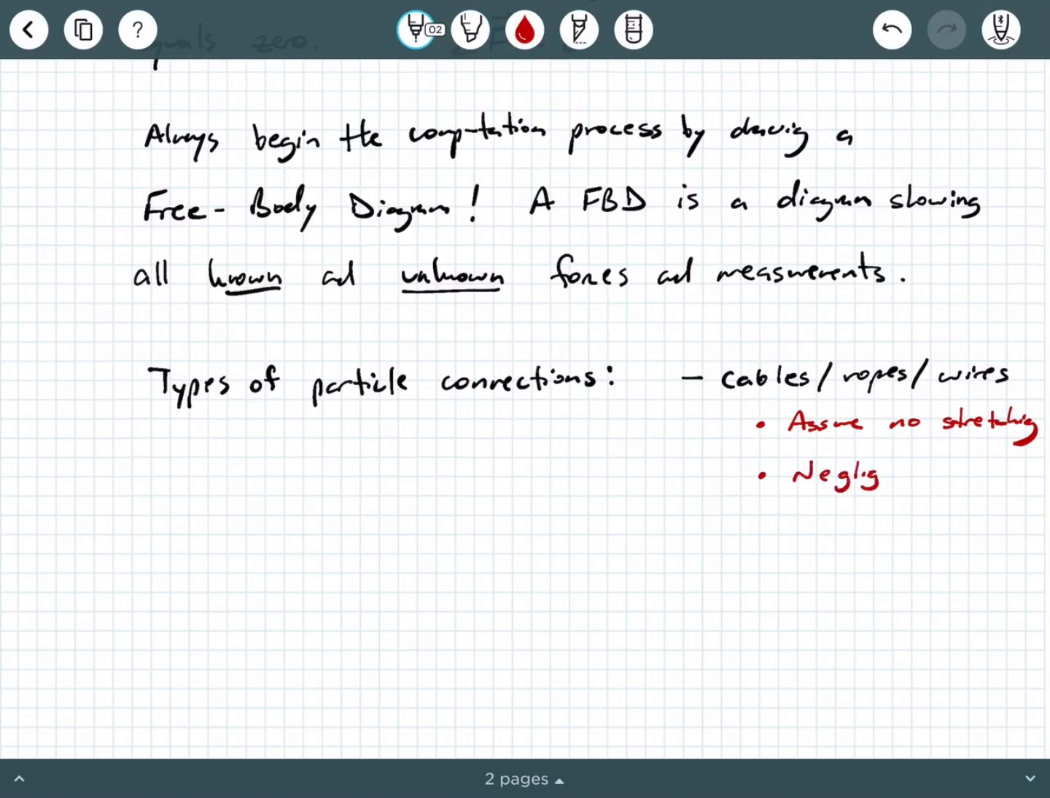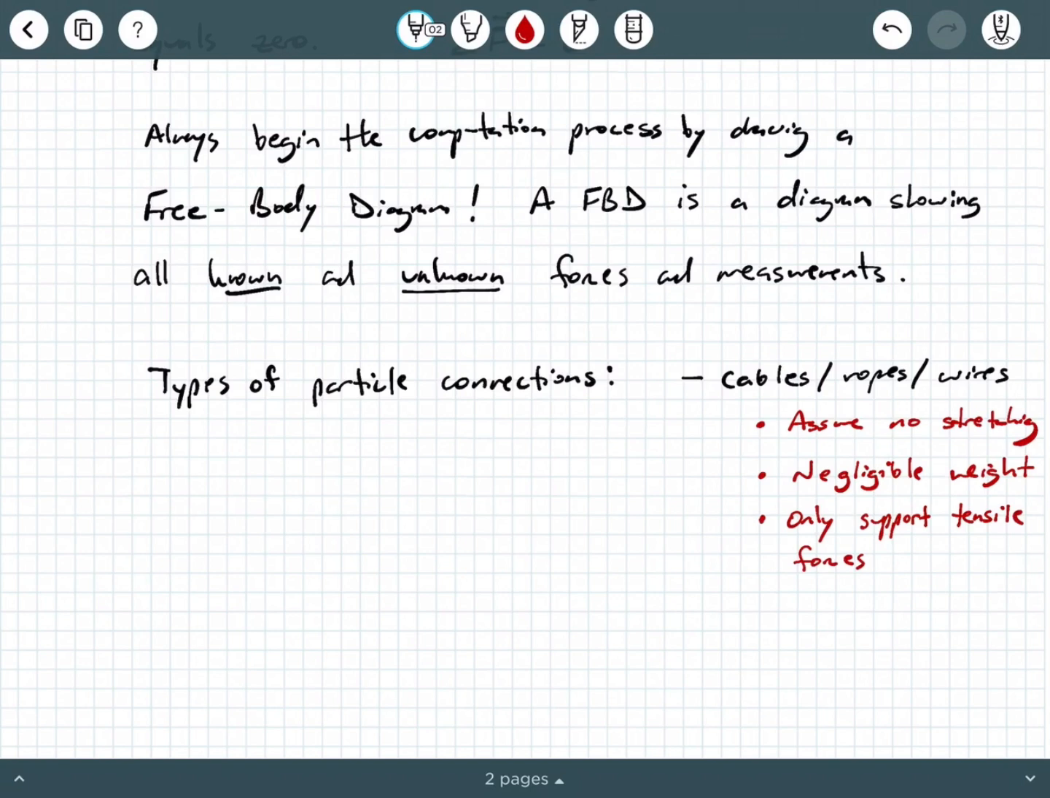We assume they have negligible weight. And we assume they only support tensile forces. Now, that's a big one. If you think of a cable or a rope or a wire, we're assuming that they can only support tensile forces. Now, let's think about if that makes sense.